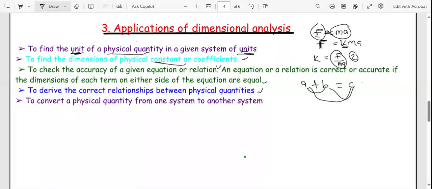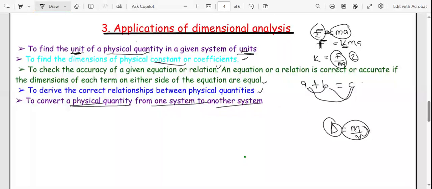We'll also be able to convert physical quantities from one system to another. So we'll say density is gotten by mass and the volume. So these are the physical quantities. So we'll be able to have this from this. These are what we call derived quantities. So we'll be able to convert a physical quantity from one system to another.